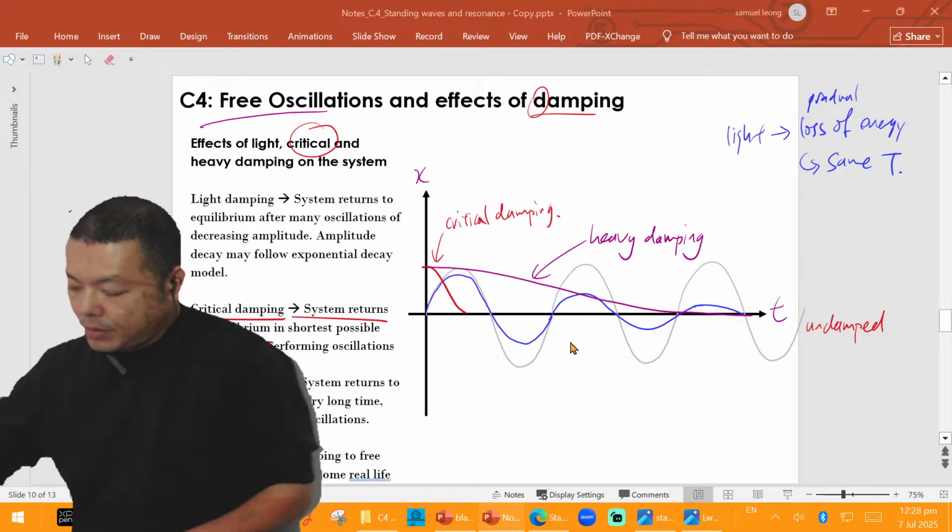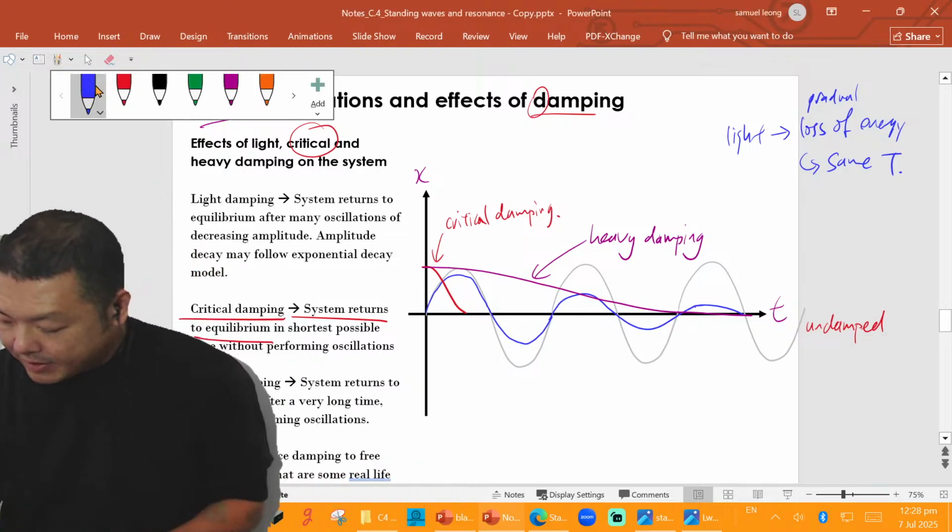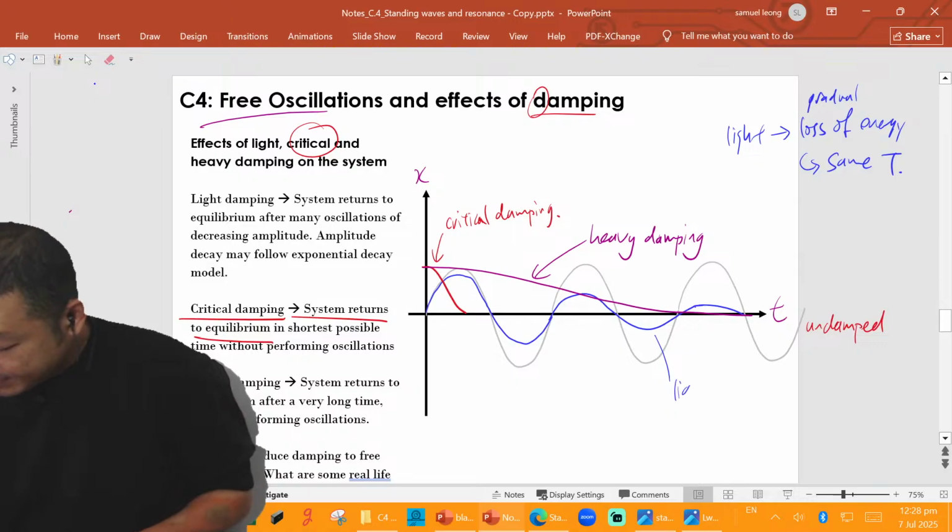Oh, forgot to label this. So this is light damping, right? It's light damping.